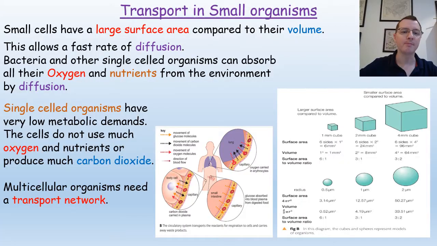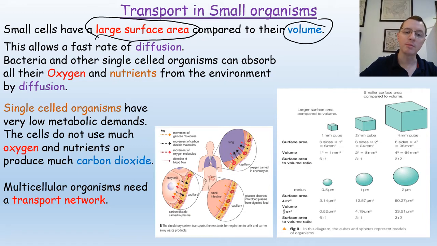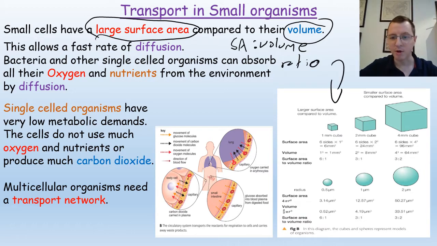But why is that? Well, if we look at the transport in small organisms, small cells have a very large surface area compared to their volume. This is known as the surface area to volume ratio. If you look down here, we can explain the maths of this, that as we decrease the volume, compared to that smaller and smaller volume, we get a larger and larger surface area.